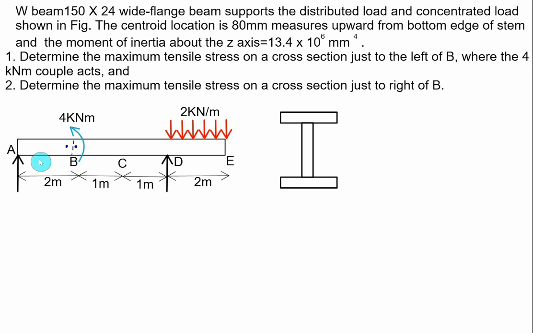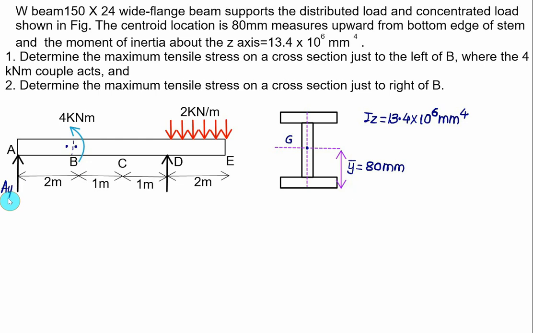One is to the left and one is to the right, but before that you have to find the reaction at A. That can be obtained by taking the moment about the other support, that is D. So this is the centroid, and we'll represent the centroid by G, and the distance of the centroid from the bottom is y bar, and this value of y bar is given as 80 mm. The value of Iz is given: Iz equals 13.4 times 10 to the power 6 mm to the power 4.